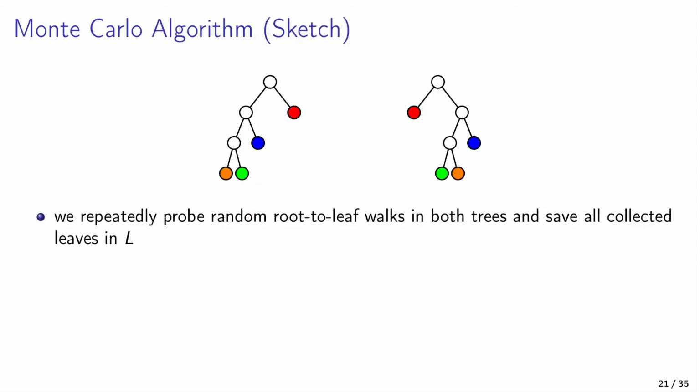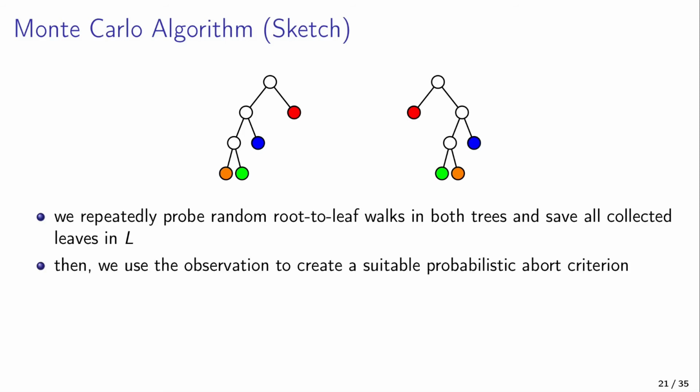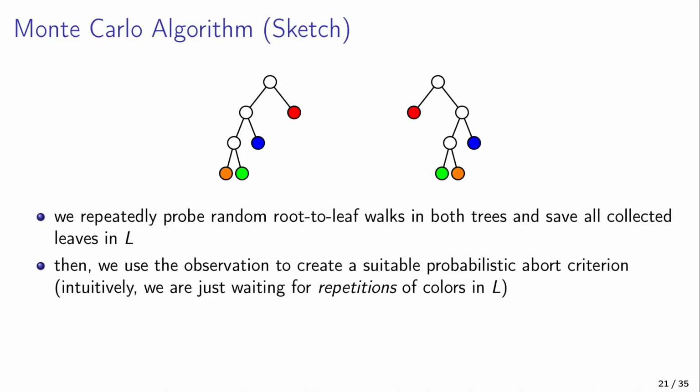Now, this algorithm simply repeatedly probes these random root to leaf walks in both trees and collects the observed leaf colors in some sets. Then we create a probabilistic abort criterion based on the observation. Intuitively, we just wait for repetitions of these observed leaf colors. If we ever find a repetition of a color which was previously seen in the other tree, we found an isomorphism and we are done. But if we only ever find repetitions of colors within the same trees, it becomes more and more unlikely that the trees are actually isomorphic, because in the observation we saw that we would be equally as likely to find a repetition in the other tree if it was isomorphic.